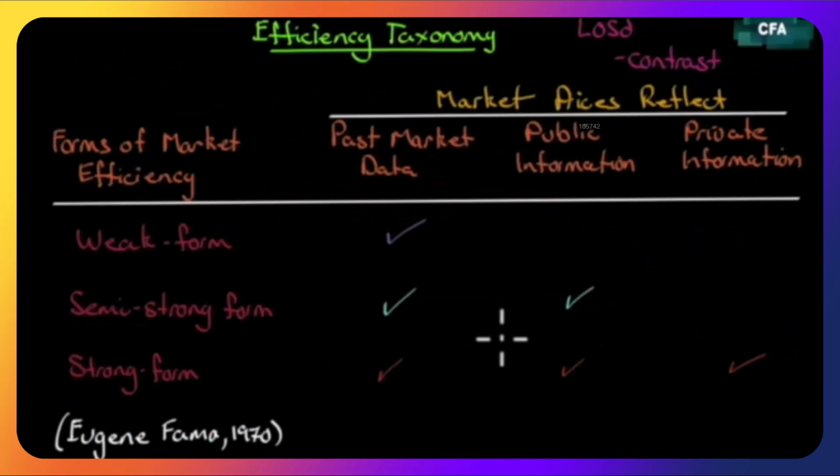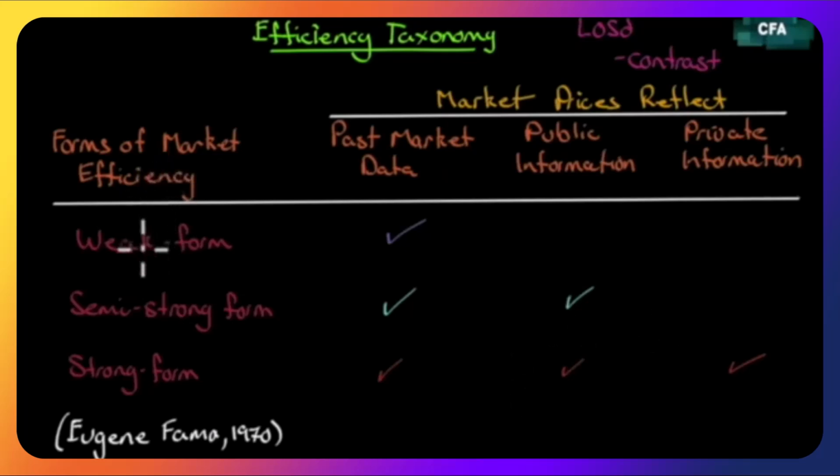We're on our next learning objective, LOS D. LOS D has a keyword: contrast. Contrast weak form, semi-strong form, and strong form market efficiency. And rather than go through it and then provide the table, let's look at the table up front so we can see exactly what's going on.